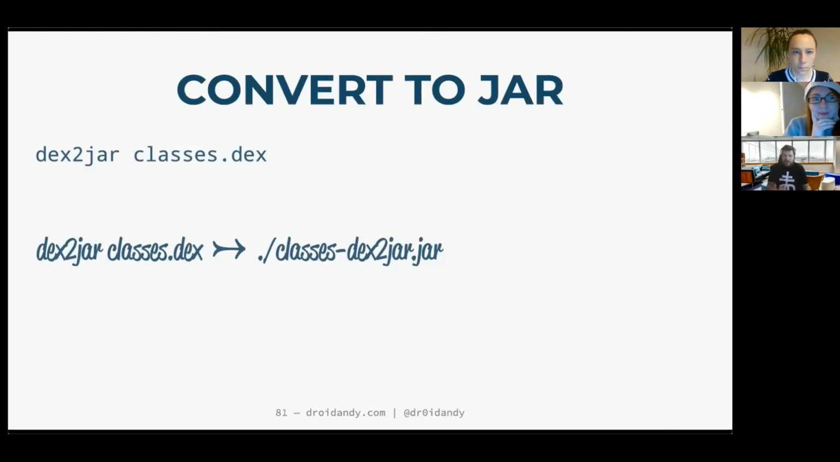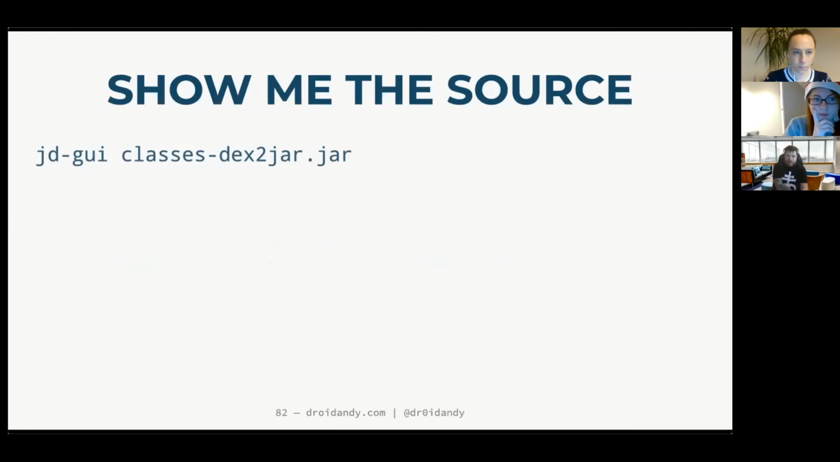So once you've run that dex2jar classes.dex, hopefully you'll have a classes-dex2jar file. And then we can just look at the source. So we can use JD-GUI. This is the tool which is installed on the virtual machine that has been provided. And if you run JD-GUI classes-dex2jar.jar, that will open up the classes.dex file, which we converted into a jar file. And essentially, we're going to get the source code of the application.